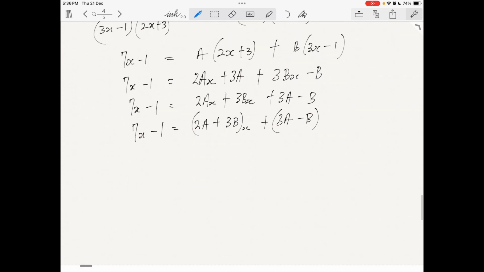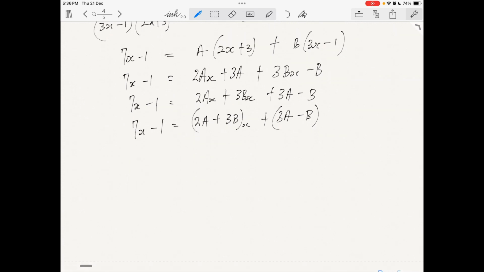All right, so now we can compare coefficients such that this is equal to this, and this is equal to this. So we are comparing coefficients.